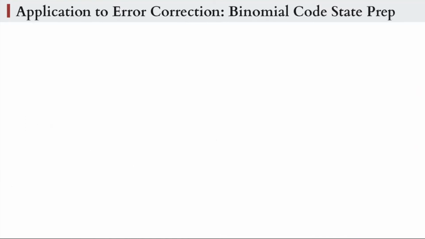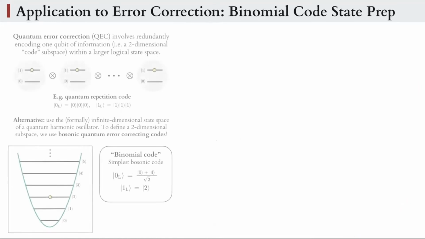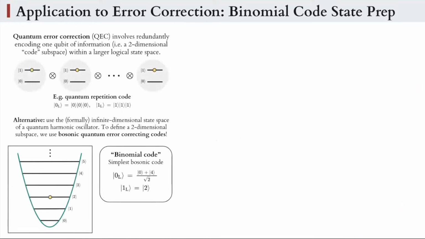Next, let's look at a more interesting example of quantum error correction. In particular, let's look at the binomial code and state preparation in this code. Quantum error correction involves redundantly encoding 1 qubit of information, i.e. a 2-dimensional code subspace within a larger logical state space, which can be realized using, for example, multiple physical qubits. And in such an implementation, we can demonstrate the quantum repetition code, where a 0 logical state is equal to the 0 state in all the physical qubits. But this requires a lot of qubits and a lot of hardware.